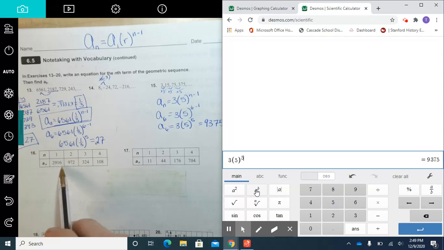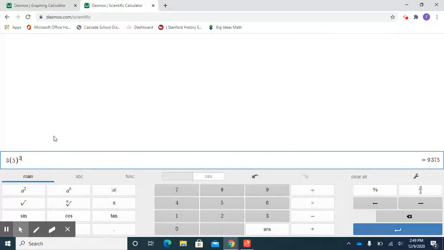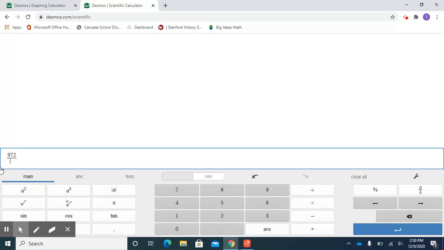So what's the change ratio? What's our ratio here? Well, let's check by taking 972 divided by 2916, and oh, well, we get another 0.33333, which is 1/3. They seem to like the 1/3s today. So that's our ratio. So a to the n equals, oh, I'm going to let you finish that one.